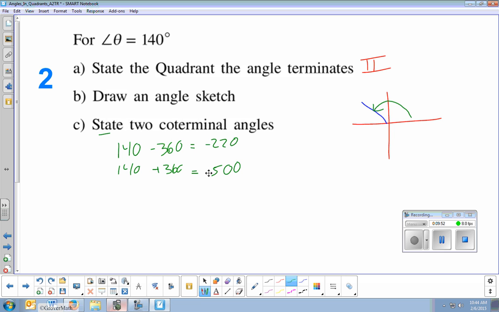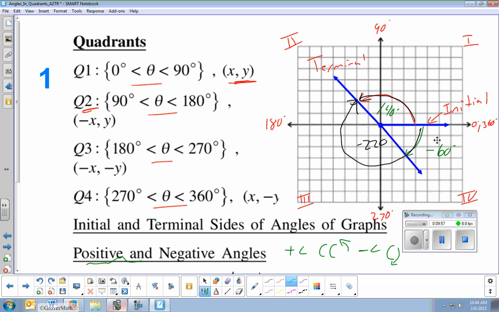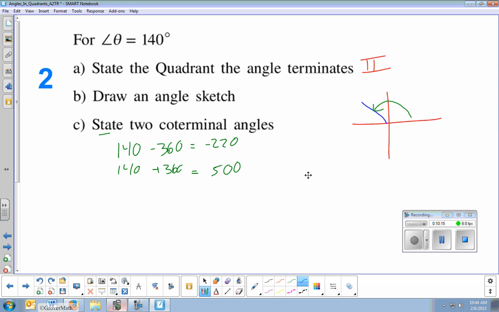Now 500, isn't that way more than 360? Well, what's happening is basically an angle of 500 would be starting here, going all the way around a full 360, and then another additional 140. And so you can have angles greater than 360, but they're basically very similar to angles less than 360. So to find coterminal angles, just subtract 360 or add 360. That's pretty simple right there.